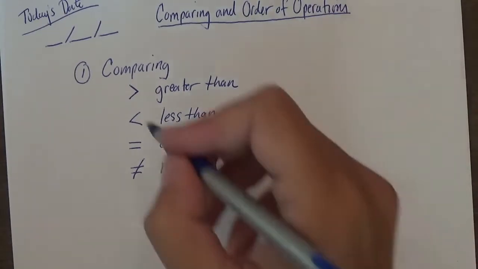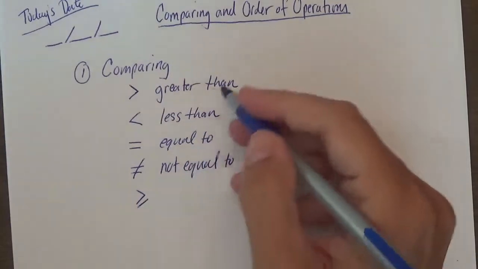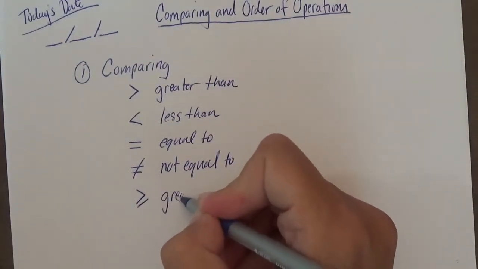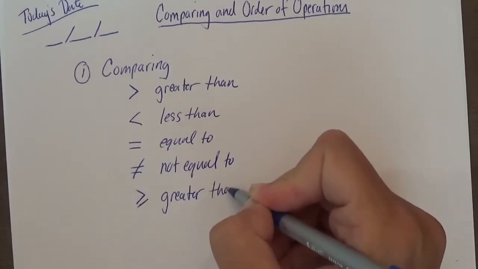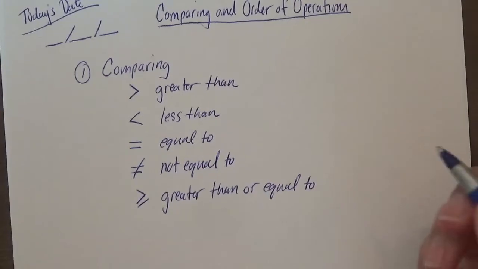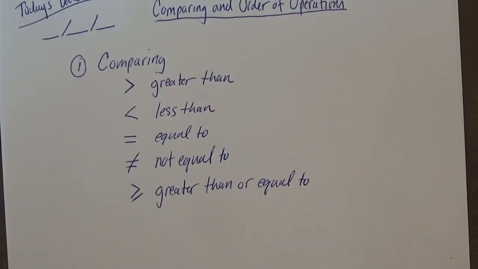And then there's some combos. So if I take the greater than symbol and put a line underneath it, that's a combo of greater than and equal to. So that could be greater than or equal to. Now you wouldn't really use that comparing two different numbers because you wouldn't say 3 is greater than or equal to 2. No, it's greater than 2.